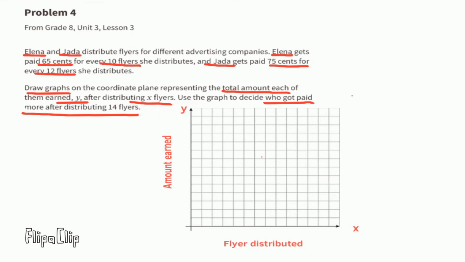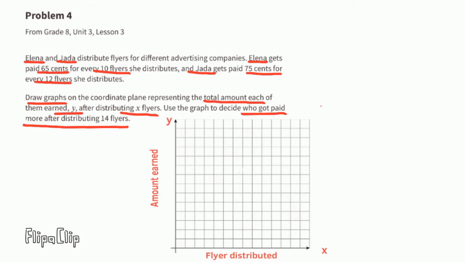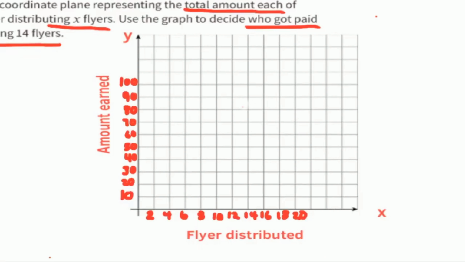I've labeled the horizontal axis, the x-axis, as number of flyers distributed, and the y-axis, the vertical axis, as the amount earned. Along the horizontal axis, the x-axis, the number of flyers distributed, I counted in increments of 2, from 0 through 20. And along the vertical axis, the y-axis, I counted in increments of 10, from 0 to 100.